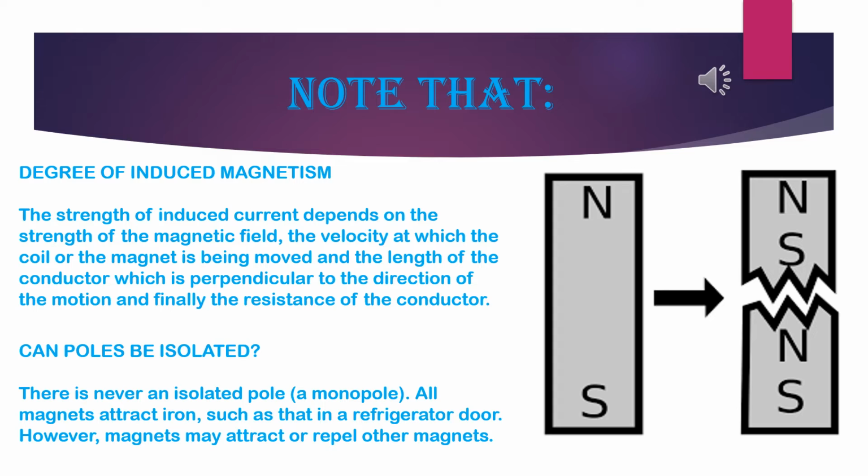Now here I am going to discuss first some important things about magnets. First one is degree of induced magnetism. The strength of induced current depends on the strength of the magnetic field, the velocity at which the coil or the magnet is being moved, the length of the conductor which is perpendicular to the direction of the motion, and finally the resistance of the conductor.